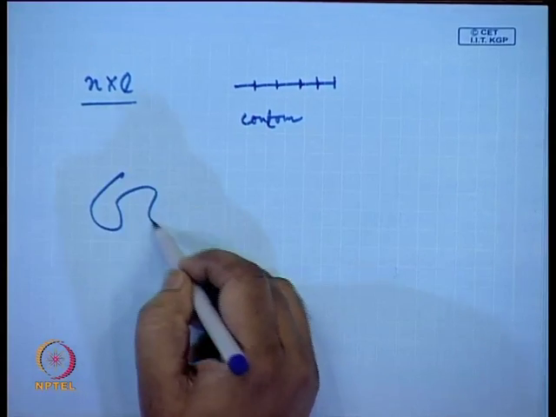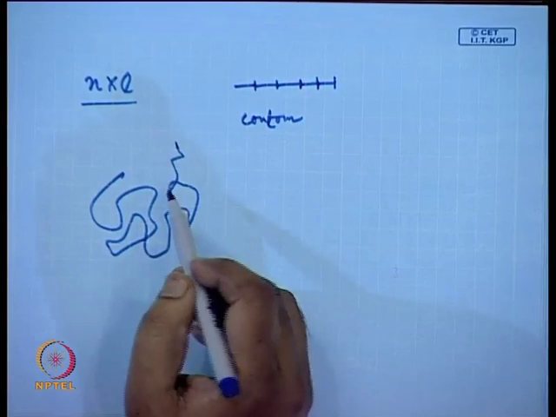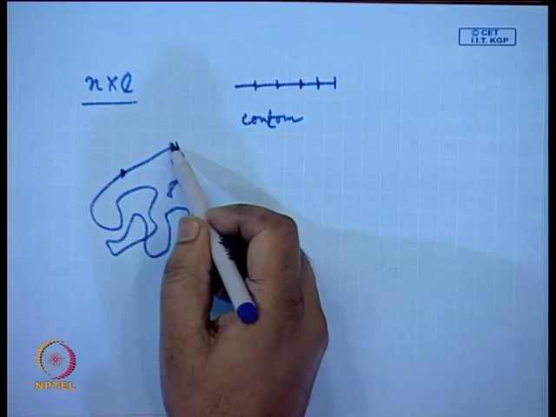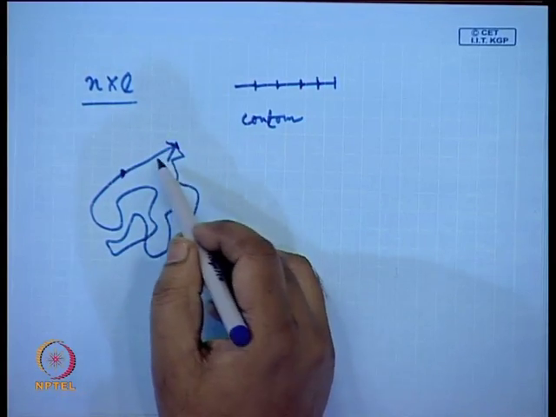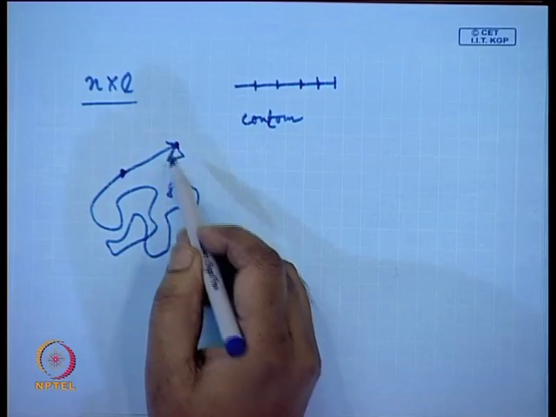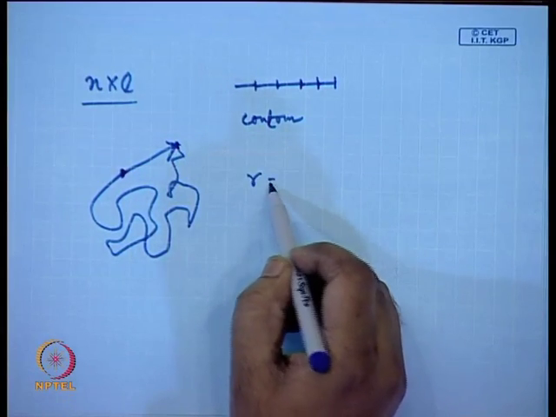Now, we said that polymers behave like this, in a random coil. So, another dimension we can have is the end to end distance. If this is one end and this is the other end, where we have R, we call it the end to end distance.